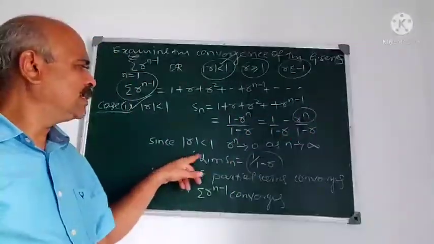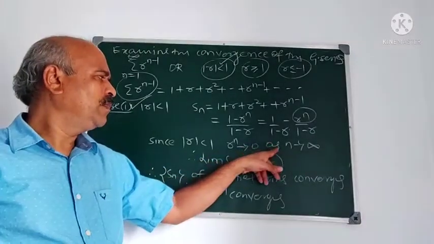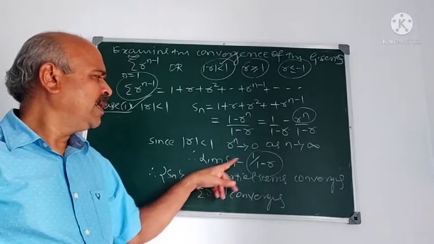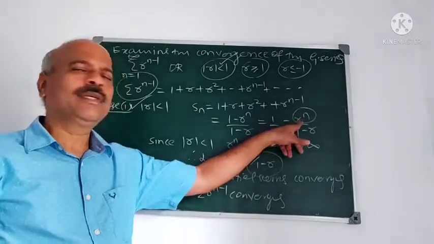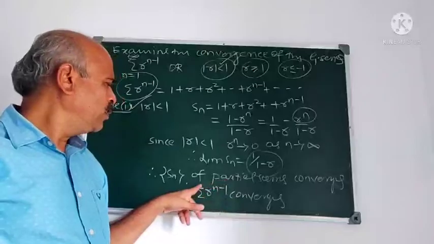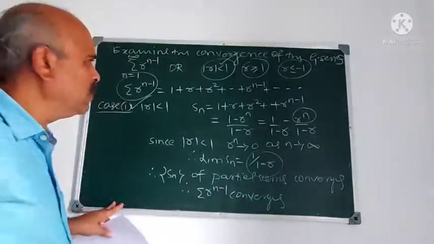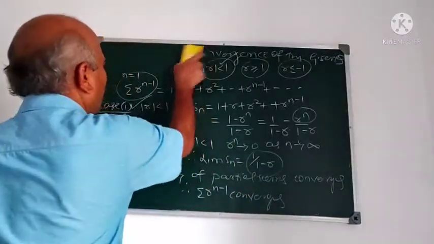And if mod r is less than 1, r raised to n tends to 0 as n tends to infinity. So, limit Sn is 1 upon 1 minus r. This becomes 0. Therefore, the sequence of partial sums Sn converges. Therefore, sigma r raised to n minus 1 converges when mod r is less than 1.